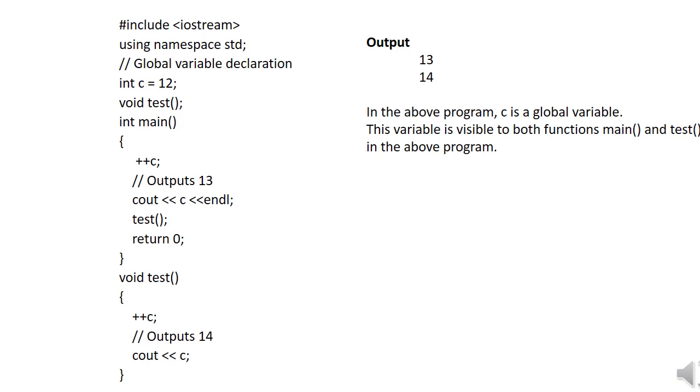Here you can see that the global variable C can be accessed anywhere in the program. It is not local to a specific function like the main function or the testof function. It is global to all functions and can be accessed anywhere in the program after its declaration. That is why it is called a global variable. Here you can see that the output is 13 and 14. So in this program, C is a global variable, and this variable is visible to both functions main and testof.